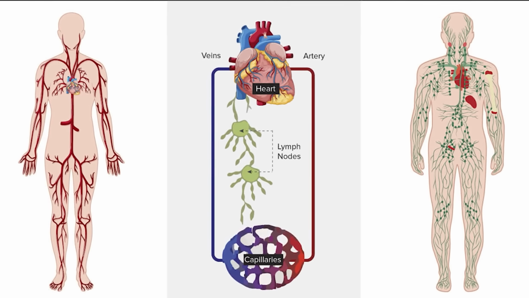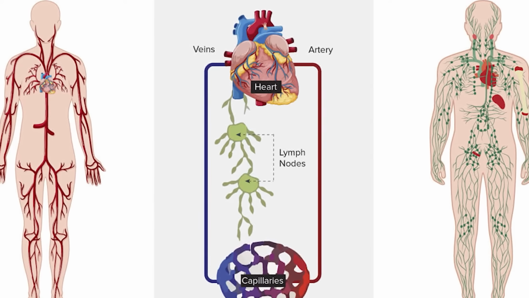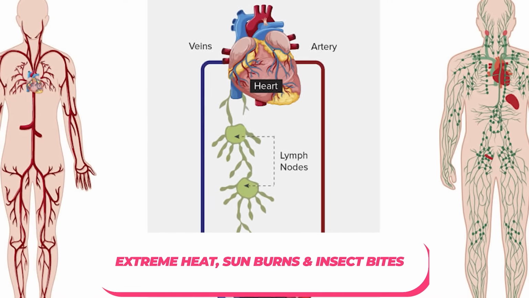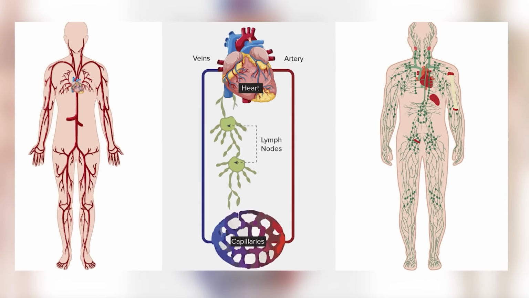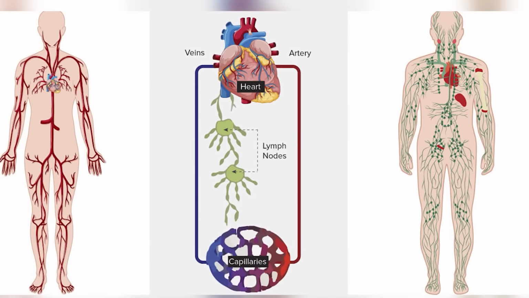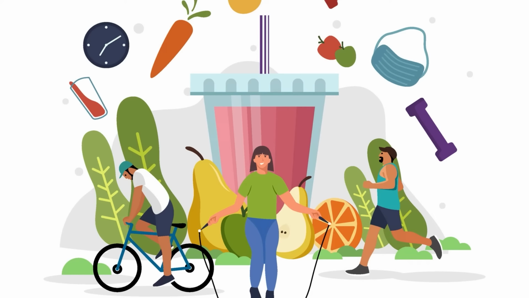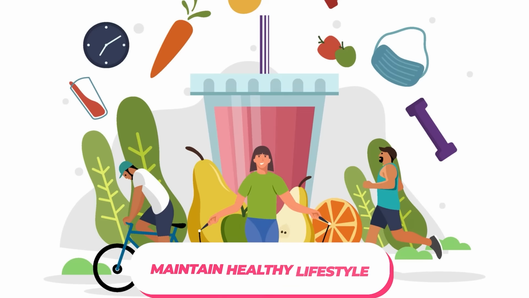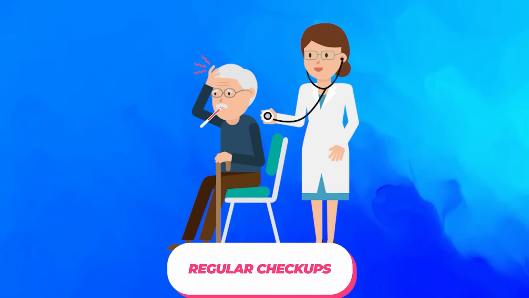It is also important to take care of the lymphatic system by avoiding activities that may cause damage to the lymphatic vessels, such as extreme heat, sunburns, and insect bites. It's also important to avoid activities that may cause injury or damage to the lymph nodes, such as excessive alcohol consumption and smoking. Overall, the lymphatic system is a complex and vital part of the body that plays a crucial role in the body's overall health and well-being. It is important to take care of the lymphatic system by maintaining a healthy lifestyle, staying active, and having regular checkups to ensure its proper functioning.